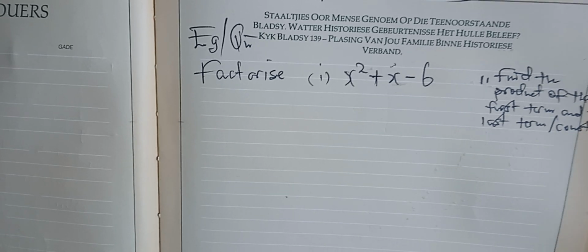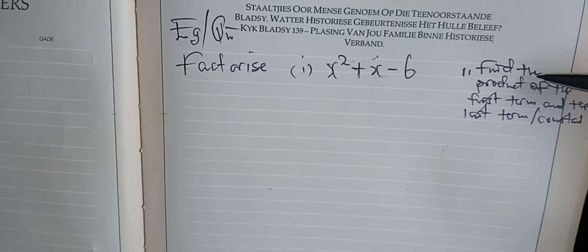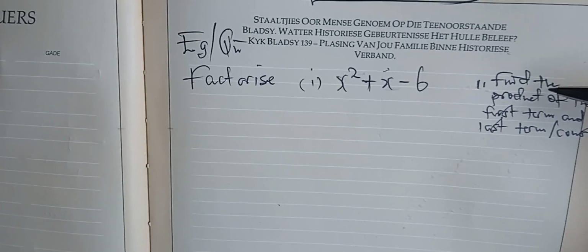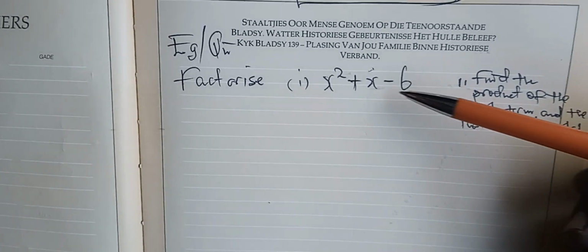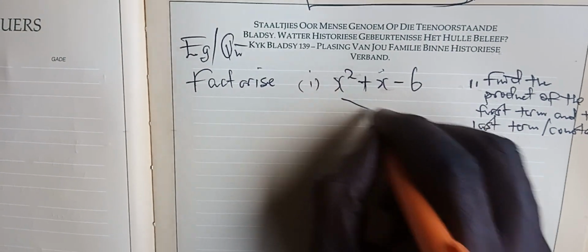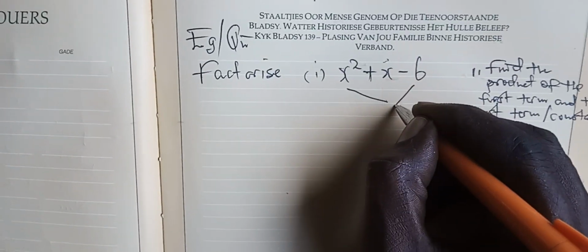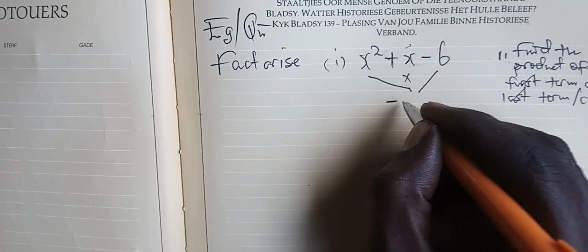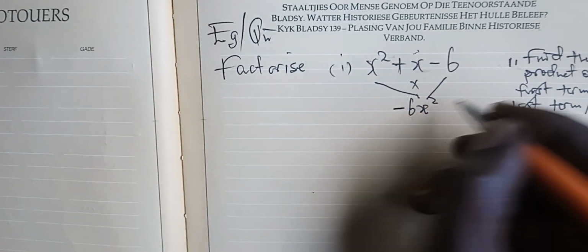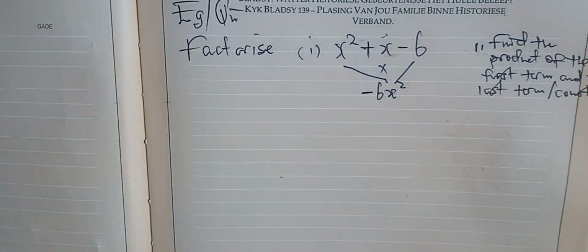And the first step, I've already written it here, is to find the product of the first term and the last term, which is x squared and negative x. If we multiply these terms, we are going to get negative 6x squared, right? This is the first step.